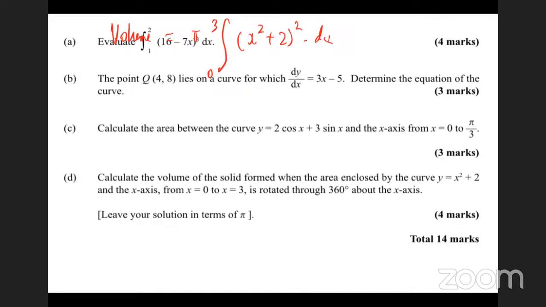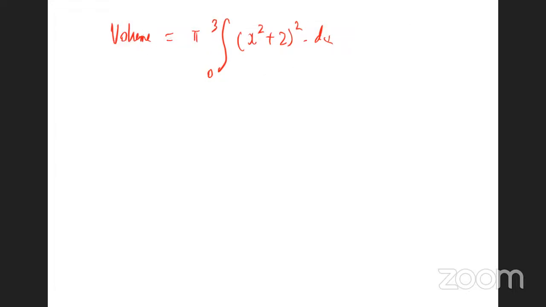Now, Dimitri, you finished A, B, and C and D already? So starting with the volume, right? So that will be pi by the integral of (x squared plus 2) squared. So before I start to integrate it, I am going to expand it out, right? So that will be x to the 4th plus 4x squared plus 4 dx. Dimitri, you have to show the working, huh?